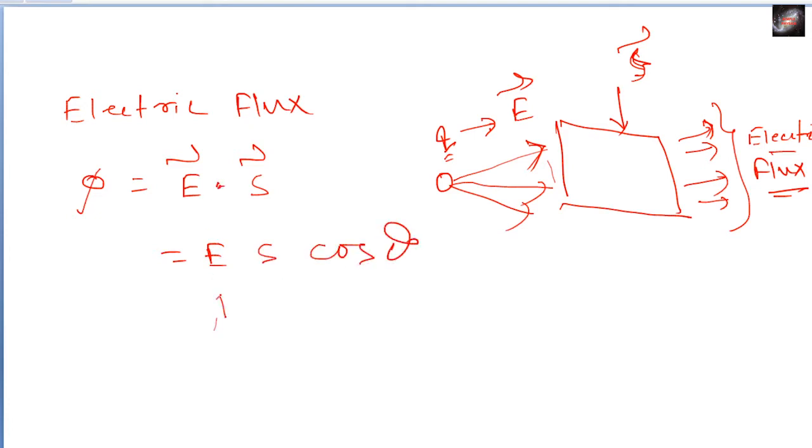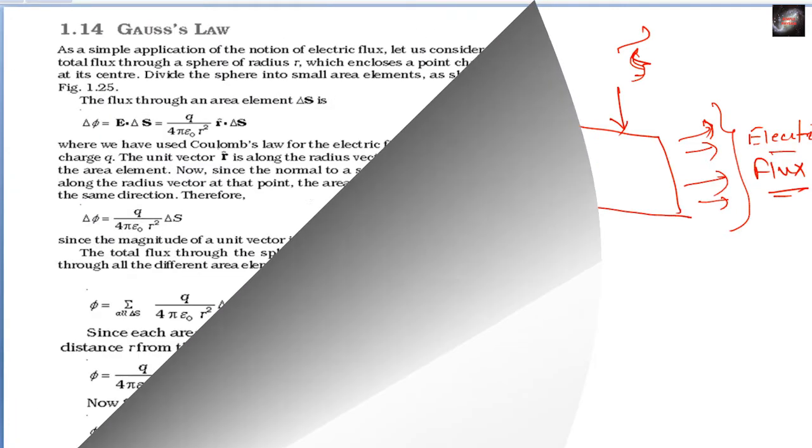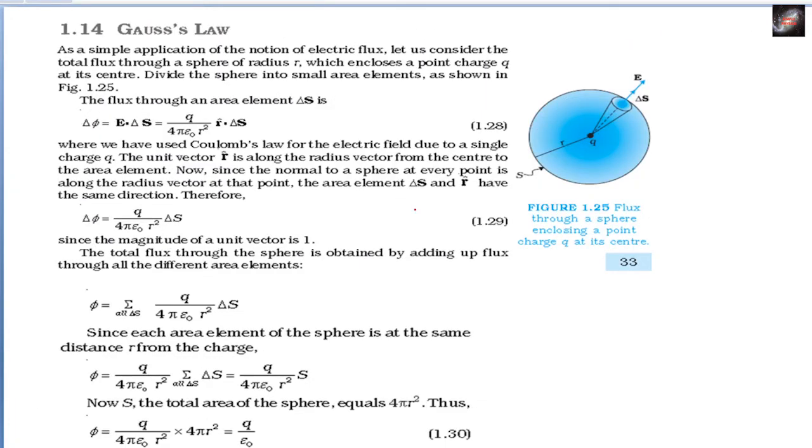E means the electric field generated by the charge Q. S is the surface area through which the lines of force are passing, and theta is the angle between the window or the surface and the lines of force. On the basis of electric flux, Gauss derived a law which is known as Gauss's law on electrostatics.